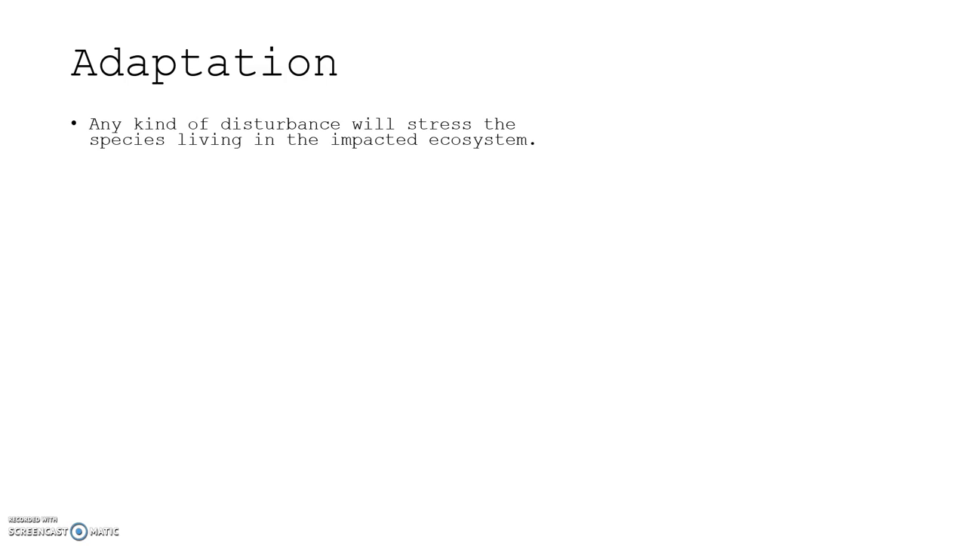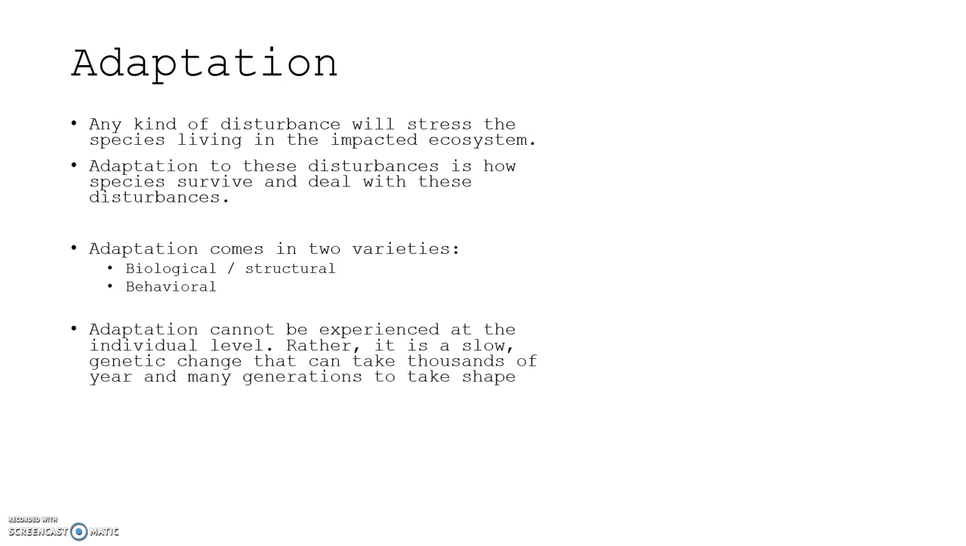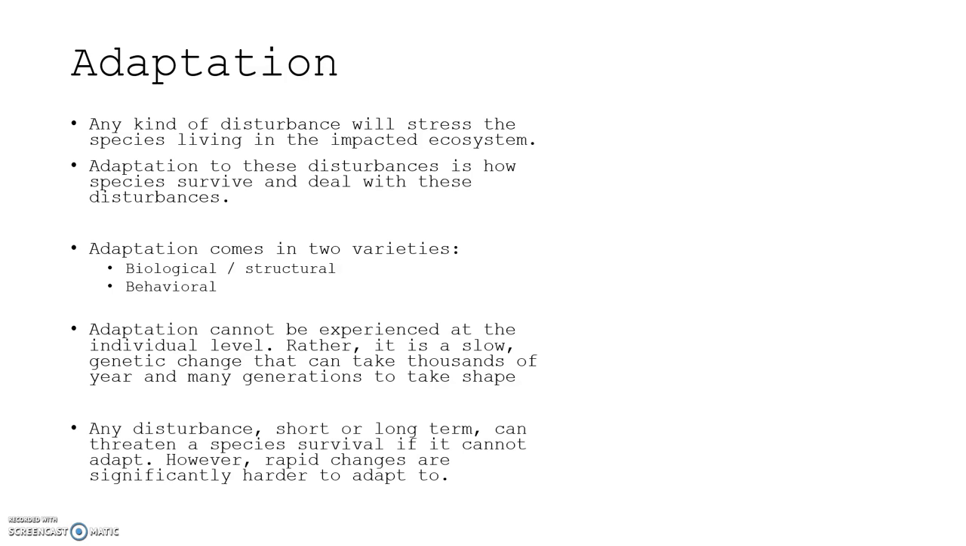For adaptation, any kind of disturbance will stress the species living in the impacted ecosystem. Adaptation to these disturbances is how species survive and deal with them. You can adapt in 2 different ways: biological, structural, or behavioral. Adaptation can't be experienced at the individual level, but it's a slow genetic change that can take thousands of years and many generations to take shape.